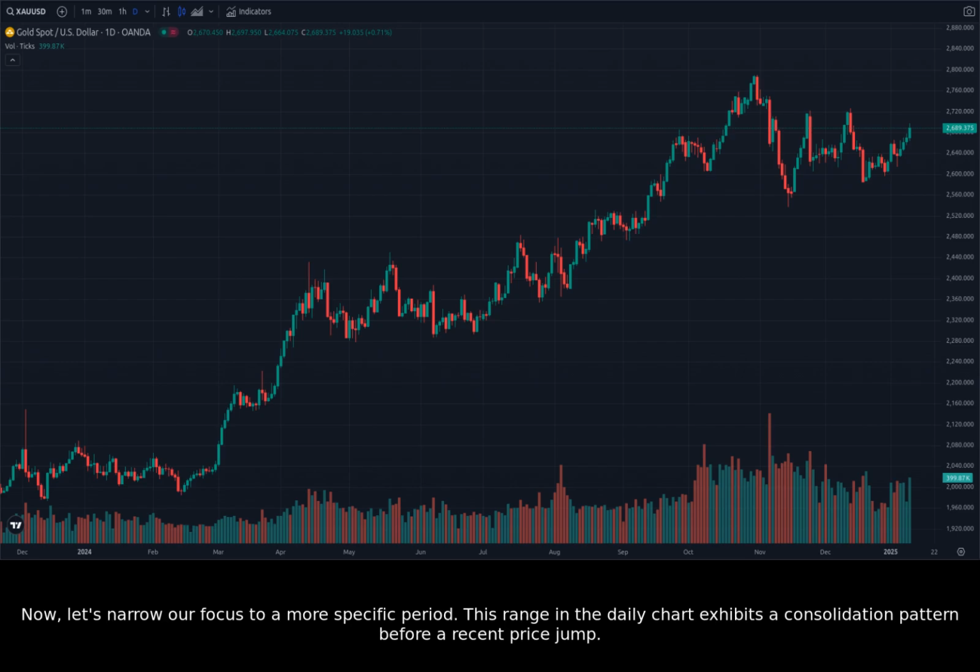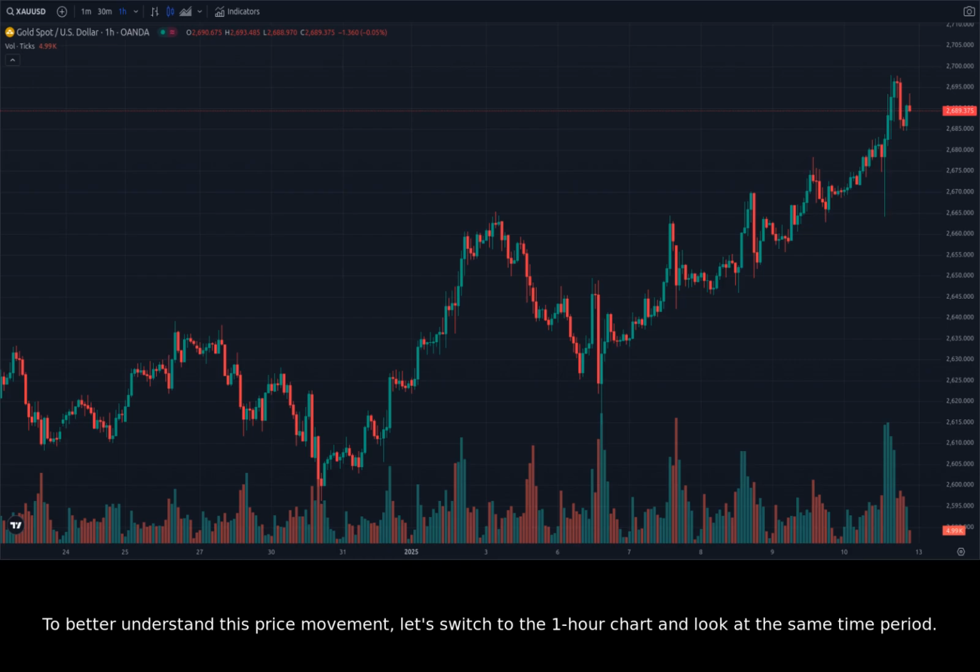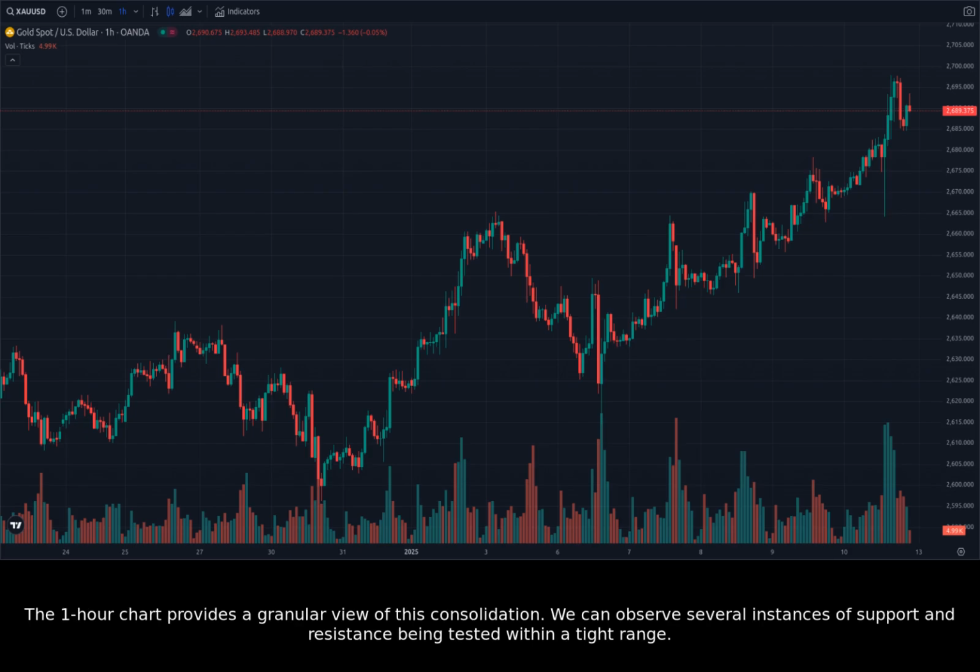Now, let's narrow our focus to a more specific period. This range in the daily chart exhibits a consolidation pattern before a recent price jump. To better understand this price movement, let's switch to the 1-hour chart and look at the same time period. The 1-hour chart provides a granular view of this consolidation. We can observe several instances of support and resistance being tested within a tight range.